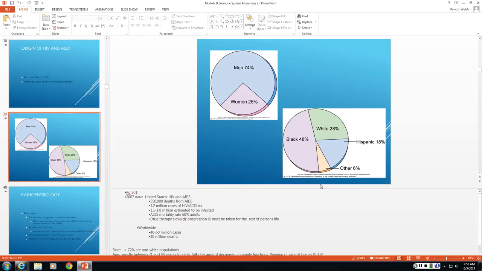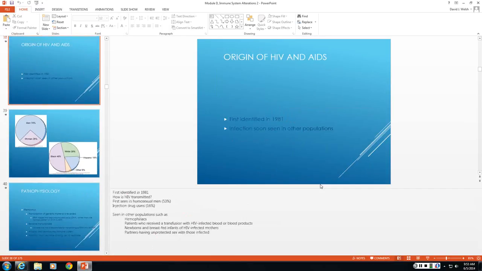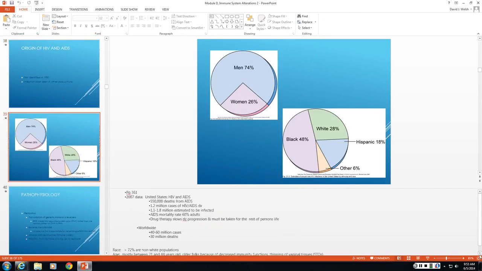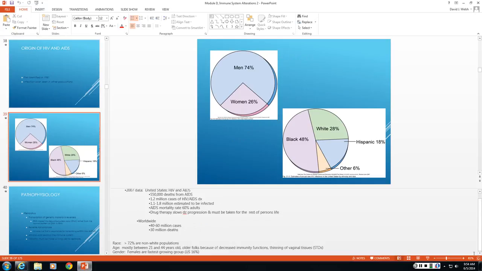If you want to break it down by demographics, 72% are non-white populations. 74% are men. Age, mostly between the ages of 21 and 44, although older folks are being affected because of decreased immune function.